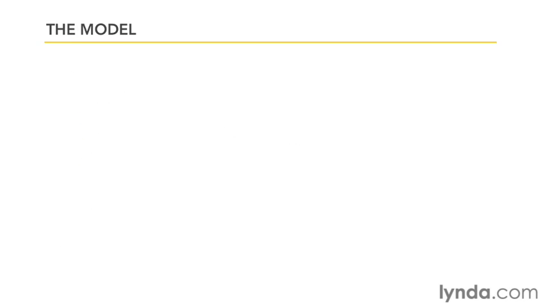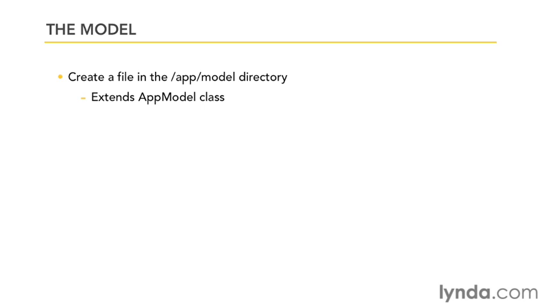When you're creating the data model, you're simply going to create a file in the app/model directory. This class is going to extend the app model class. Whatever you name the class will coordinate how it connects to the database. Specifically, it will determine what the database table is that it connects to. And we'll look more into this in the movie about the data model.